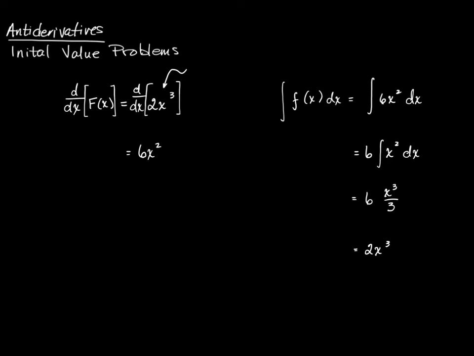When we took the derivative of 2x cubed, we got 6x squared. And when we took the antiderivative of 6x squared, we got 2x cubed. This is exactly what you would expect. Of course, we can't forget the plus c, because the antiderivative of 6x squared is 2x cubed plus any constant. If I took the derivative now of this expression, it wouldn't matter what c was, as long as it's a constant, because when I take the derivative of a constant, I'm going to get 0.